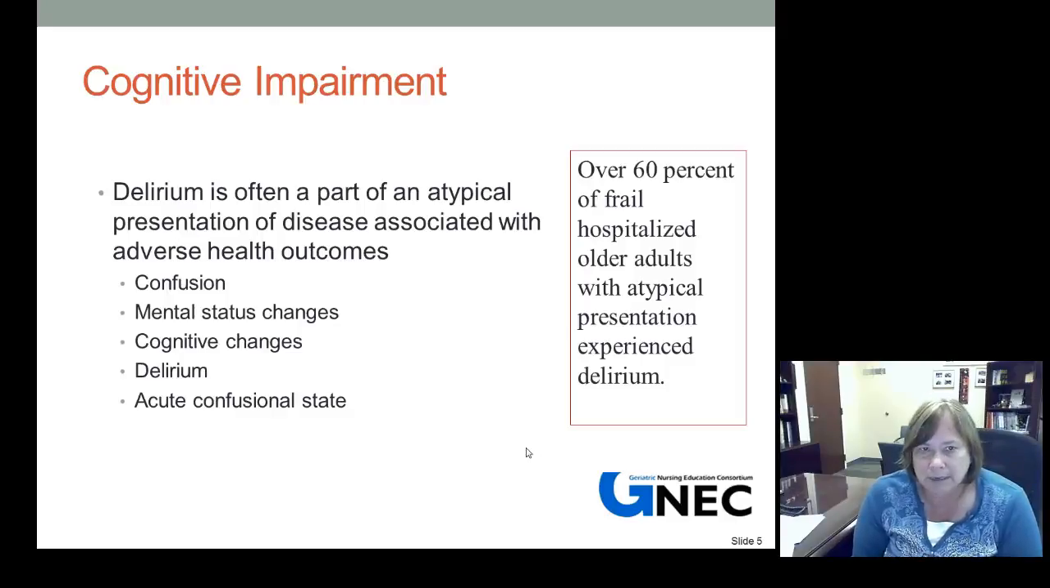A very common atypical presentation that we see in all healthcare settings is cognitive impairment. This is delirium; we're focusing on it in this session. Delirium is an acute confusional state. It happens quickly. Mental status changes and delirium sets in. It's differentiated from dementia, which is a chronic progressive type of confusion. So again, just as an example, in over 60% of hospitalized older adults with atypical presentation, delirium was their chief primary finding in their assessments.